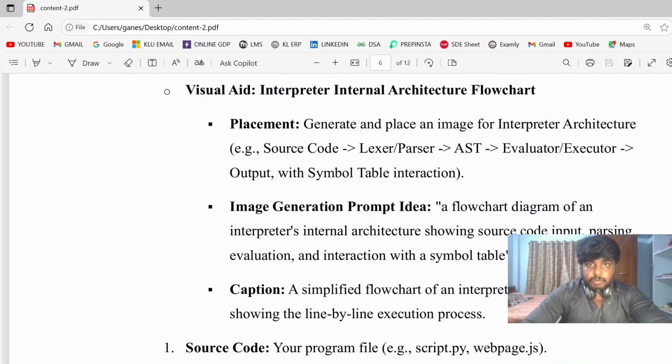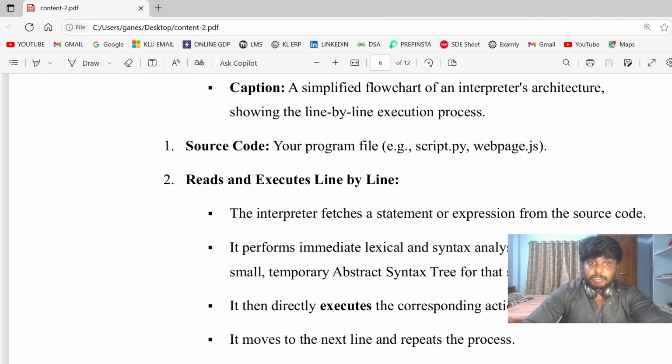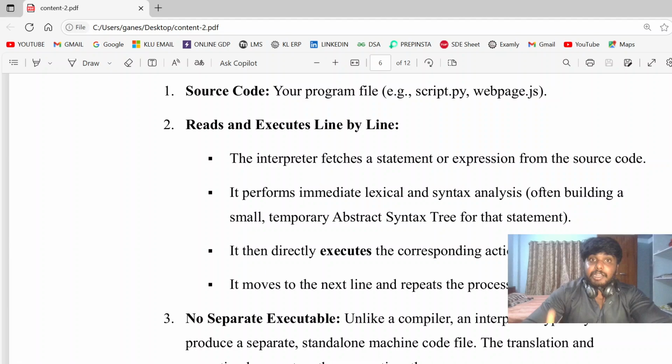So this is not the process of visualization. Read: the interpreter fetches a statement or expression from source code. It performs immediate lexical and syntax analysis, often building a small temporary abstract syntax tree for the statement. It then directly executes the corresponding action and moves to the next line. So it executes that line and then moves to the next. If something is wrong with that line, it shows us that there is a problem with this line.